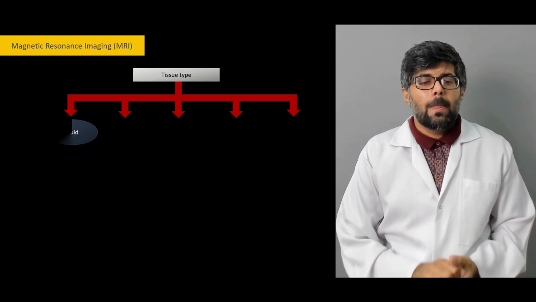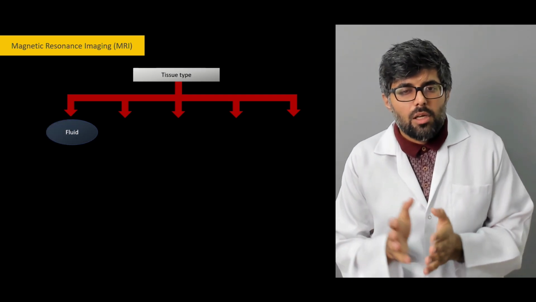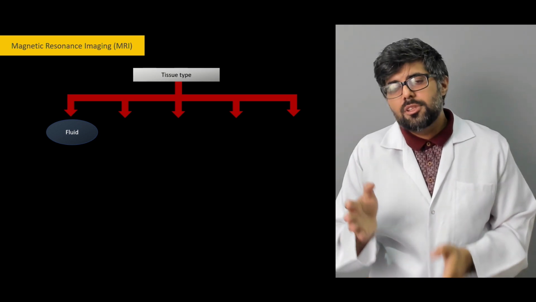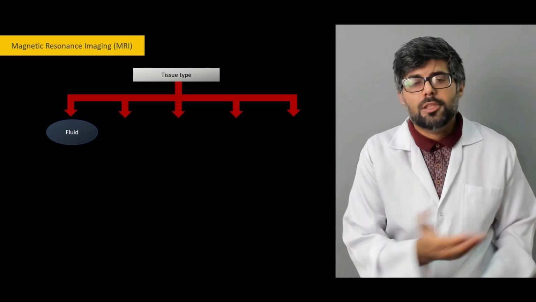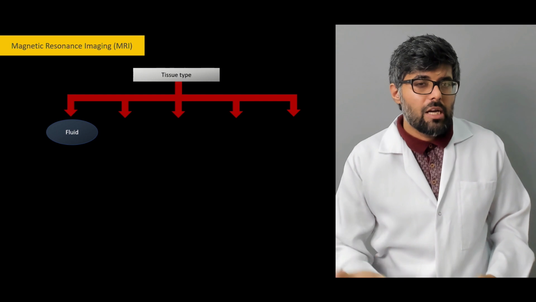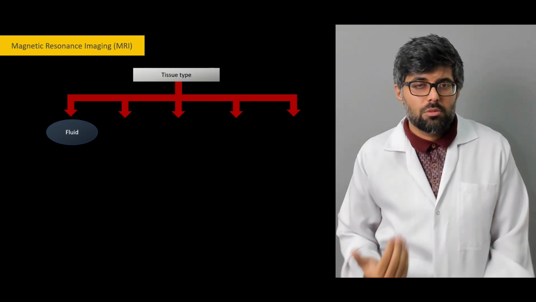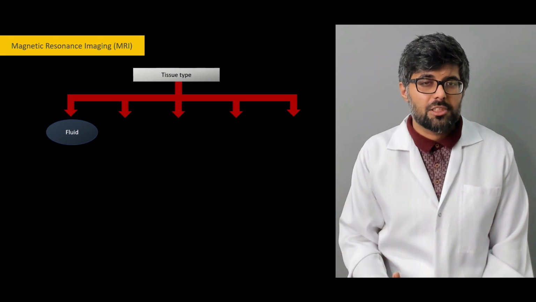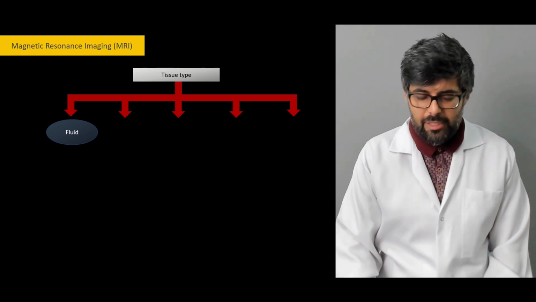Okay. Now, in MRI scan, each tissue type responds differently to the magnetic resonance. It's not like the CT scan or the conventional radiography, where it just depends upon the absorption or the transmittance of the X-rays. Every tissue type responds differently.